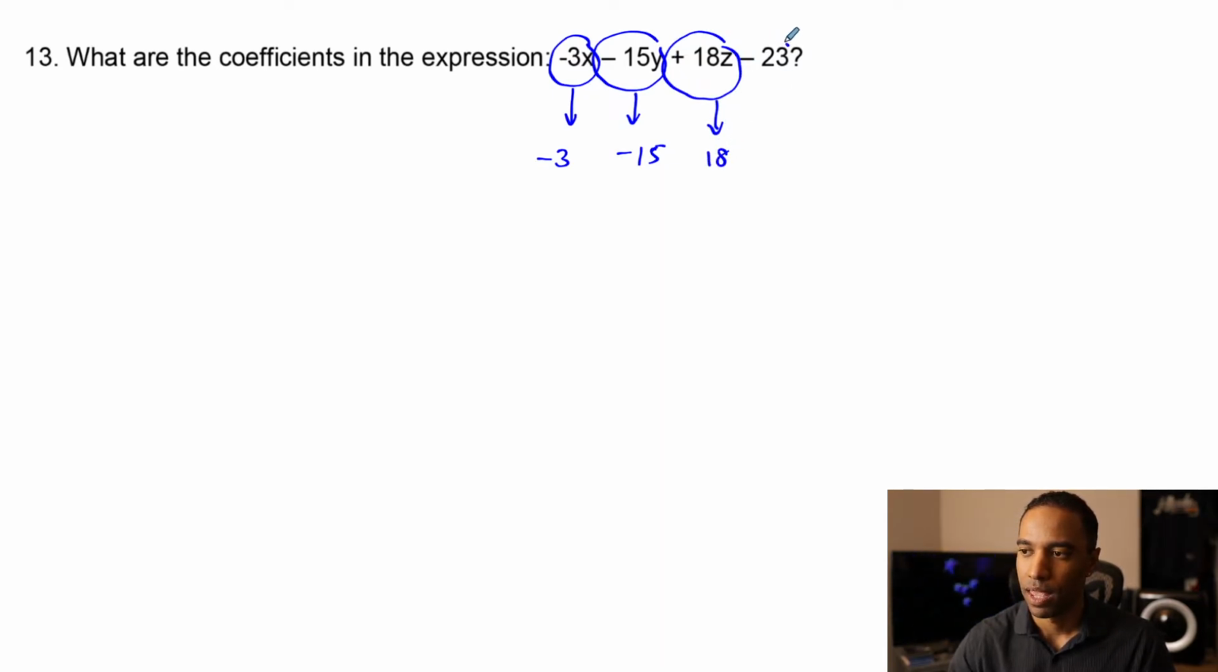And in negative 23, there is no coefficient. Sorry, I should stop there. This negative 23 is called a constant, not a coefficient. It's not multiplying by a variable.